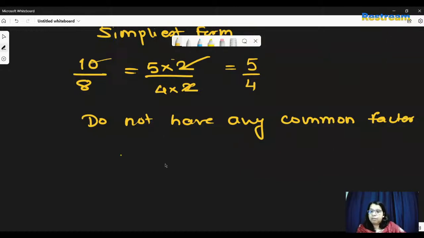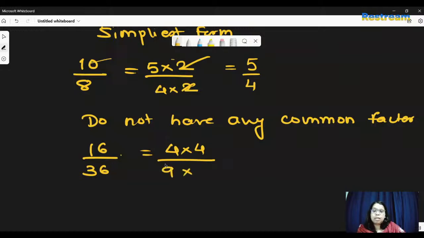So next, let's say we have 16 by 36. Okay, so 16 is 4 times 4, whereas 36 is 9 times 4. So I'm going to cross 4 and 4, and I get 4 by 9. So now this is my simplest form, because there is nothing else I can remove from the numerator and the denominator to make it more simple. Okay, that is why it is called the simplest form. They never say it is a simpler form, it is simplest form.